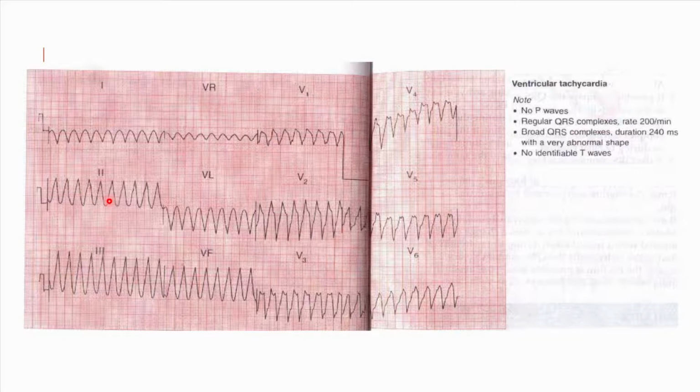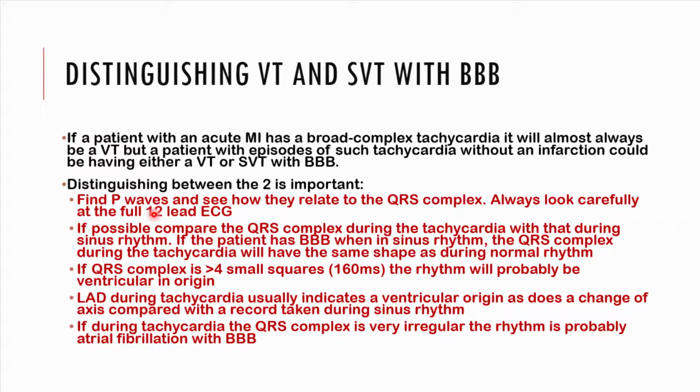So usually they're longer than 240 milliseconds. We can't even see any T waves here because the ventricles aren't really repolarizing in a right manner. Then how do we distinguish ventricular tachycardia from supraventricular tachycardia with the bundle branch block?